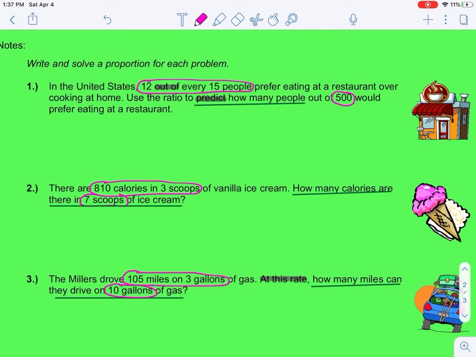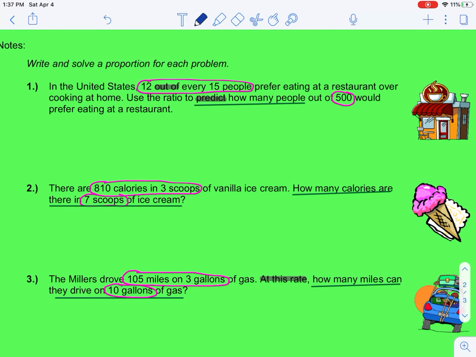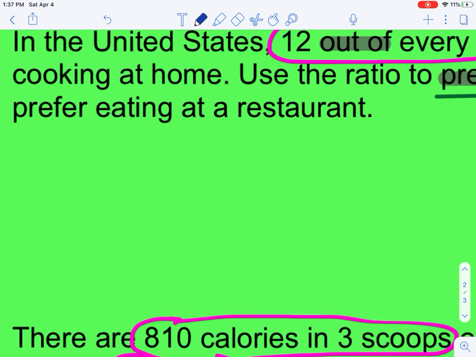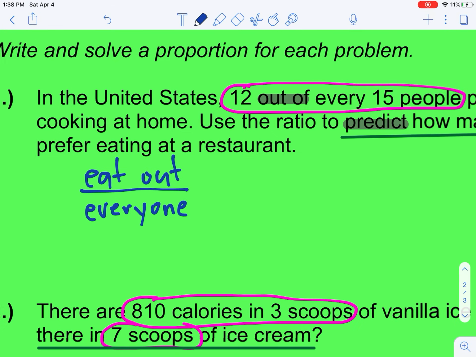So the biggest thing that we need to do when we're writing our proportion is we need to make sure that it's organized and we have our numbers where they need to be. Now there's a lot of different ways that we can do this, but I like to start off by writing down what it is that I'm actually comparing first, so I make sure that it stays the same. So the two things that I'm comparing is people that like to eat out compared to everybody. So I'm going to write eat out and then everyone. Okay, so those are the two things I'm comparing.